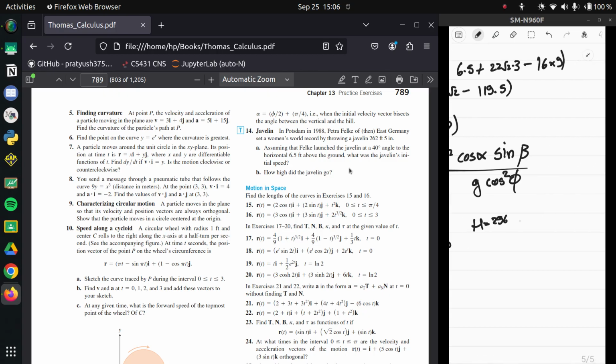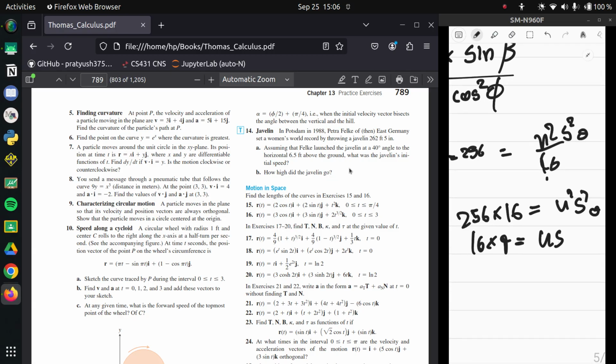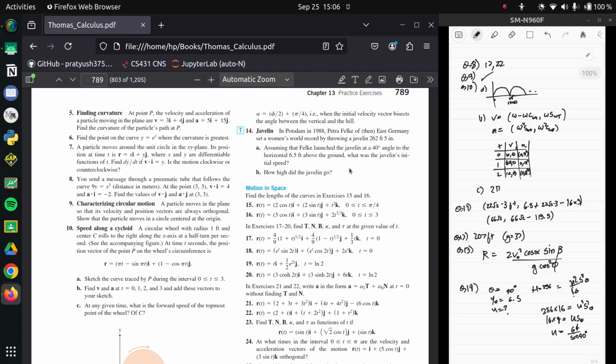That's just equal to 2u square upon g, with sine theta obviously. Easy. g is just 32. So it's just u square sine square theta upon g, so g by 2, or that's 16. So 256 times 16 is equal to u square sine square theta. I can just take the square root of that. So it's 16 times 4, that's equal to u sine theta. So u is just 64 upon sine 40 degrees. Sure.